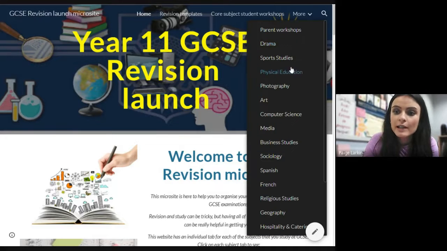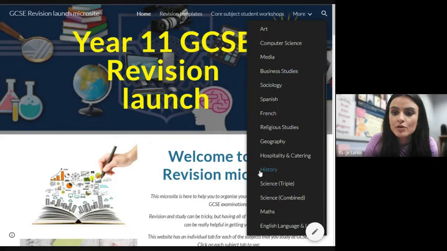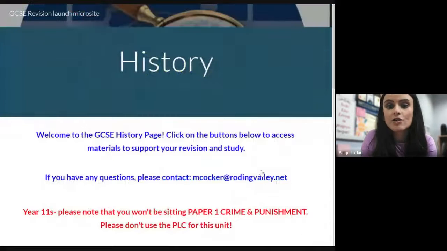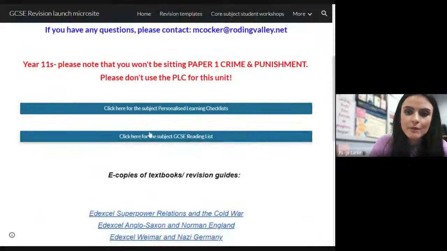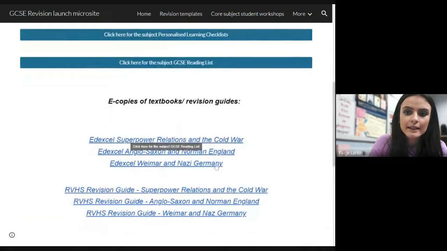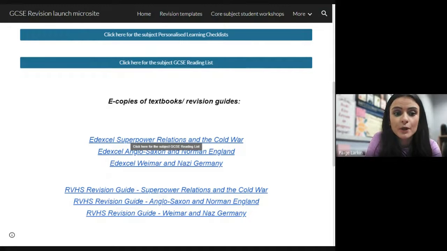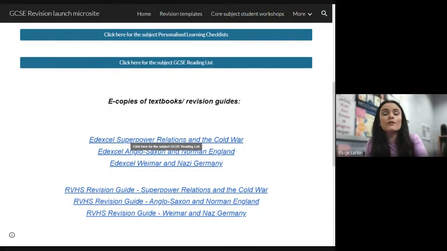If you click on the drop-down menu at the top here and scroll down, you'll see that there is a history page amongst all the other subject pages. If you scroll down, we've got our PLCs linked here, our reading list here, textbook links here, and the revision guides too. Can I just point out that the textbooks are particularly useful to your child? They are the whole course in one book, divided nicely into key topics and units, and they're a brilliant resource to have in front of you to complete that revision.